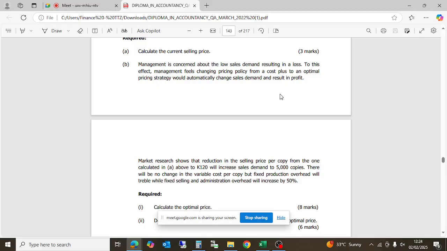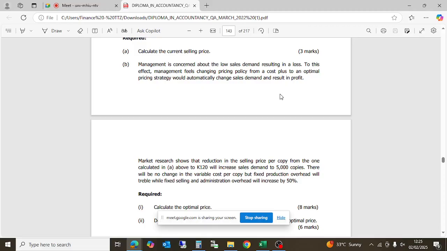So to this effect, management feels changing pricing policy from a cost plus to an optimal pricing strategy would automatically change sales demand and result in profit. Market research shows that a reduction in the selling price per copy from the one calculated in A, which is the 200 kwacha we got above, to 120 kwacha will increase sales demand to 5,000 copies. There will be no change in the variable cost per copy, but fixed production overhead will treble, while fixed selling and administration overhead will increase by 50%.